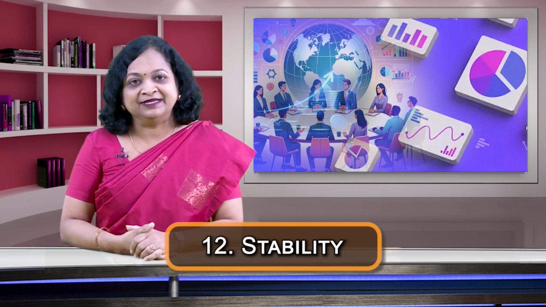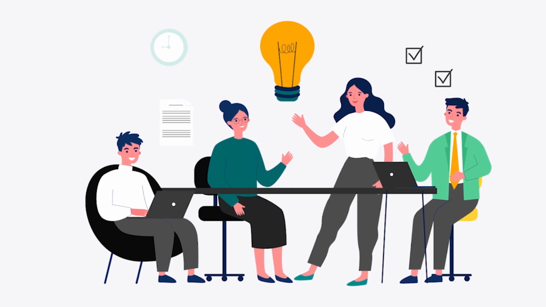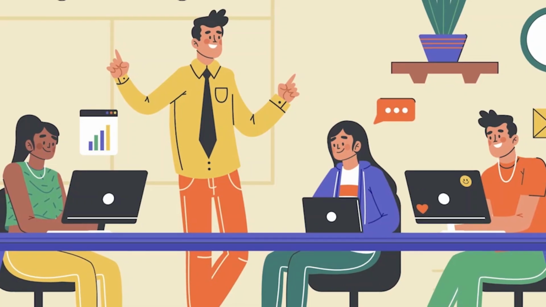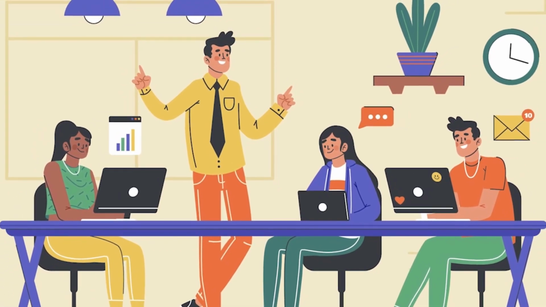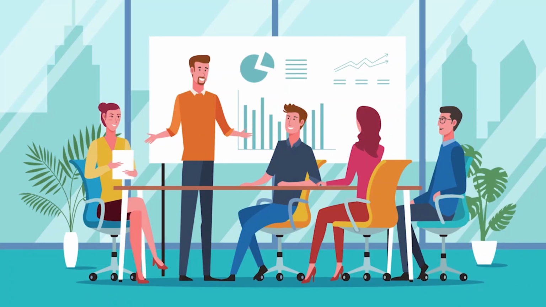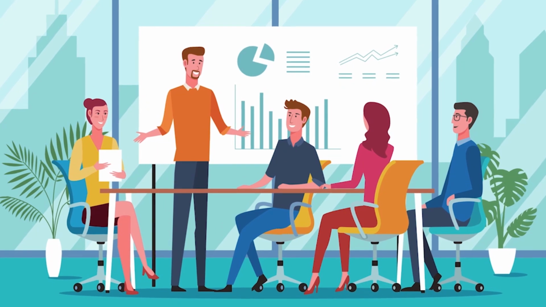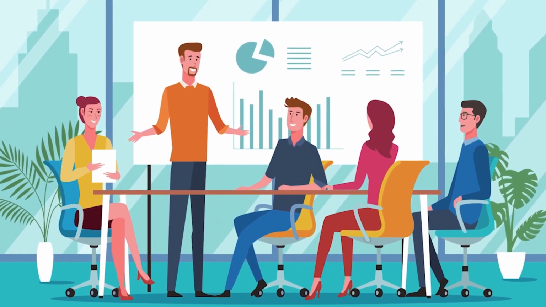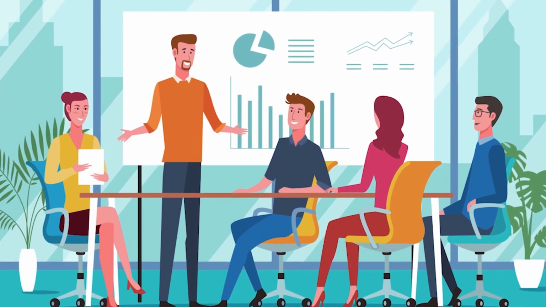Next is stability. An employee delivers the best if they feel secure in their job. So, it is the duty of the management to offer job security to their employees. Next is initiative. So, the management should support and encourage the employees to take initiatives in an organization. It will help them to increase their motivation and morale.